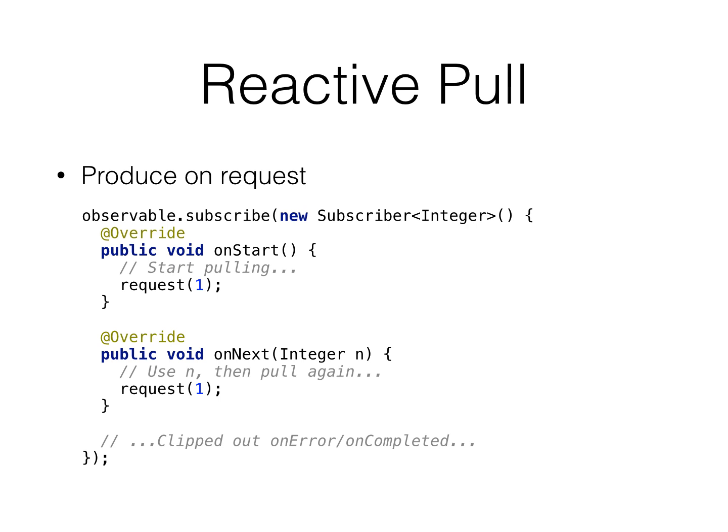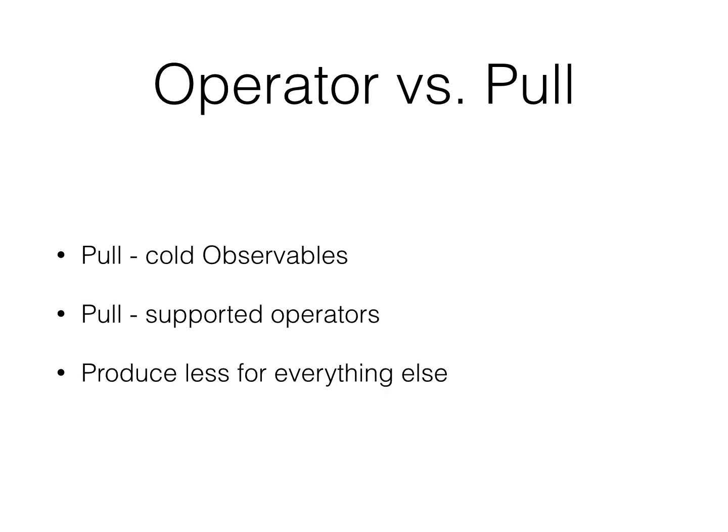Now I will say that this has had some really weird interactions with operators, because some operators internally will have their own requests. So even though you think you're only requesting one, some operator will be like, actually, I want to request as much as I possibly can. I don't know. It's hard to work with, but it is one possible answer. A lot of the operators in RxJava implement reactive pull in one way or another. This only applies though to cold observables.